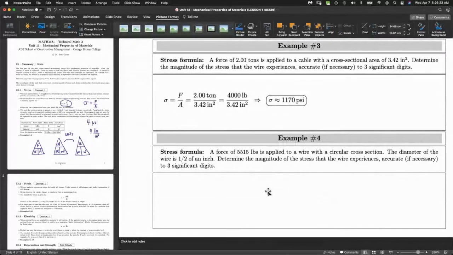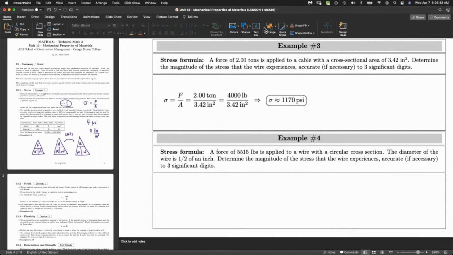In this question, we have 5,515 pounds, and it's being applied through a wire. This time we have a little bit of fun because we don't have the area. We are given the diameter. If I give you a wire and I don't tell you that it's a circular cross section, please make the assumption that it is. I'm not going to play games. Most people would agree that a cross section of a wire or a cable is usually a circle or approximated by a circle.